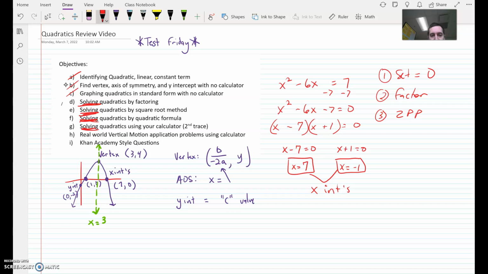Okay? Square root method is where you're left with like x squared equals 64, and then you square root both sides and you get plus or minus. You still get two answers. That's the square root method.